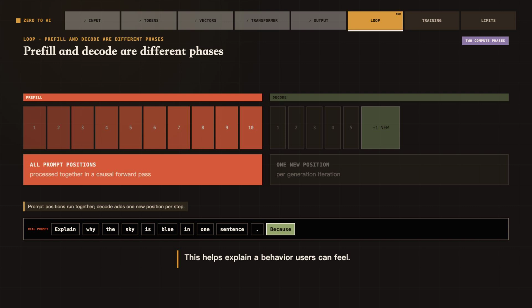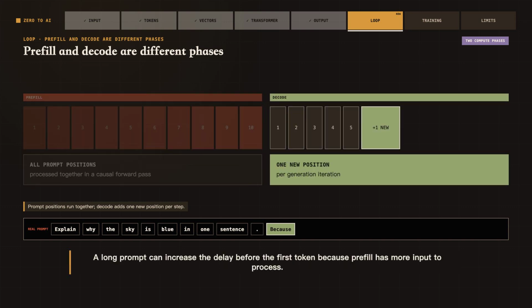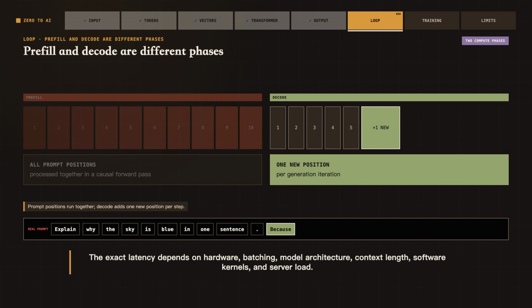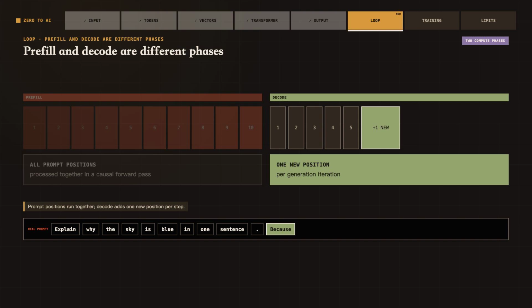This helps explain a behavior users can feel. A long prompt can increase the delay before the first token because prefill has more input to process. Once generation begins, tokens arrive at a different rate because decode is sequential. The exact latency depends on hardware, batching, model architecture, context length, software kernels, and server load. But the prefill decode distinction is fundamental to autoregressive serving.